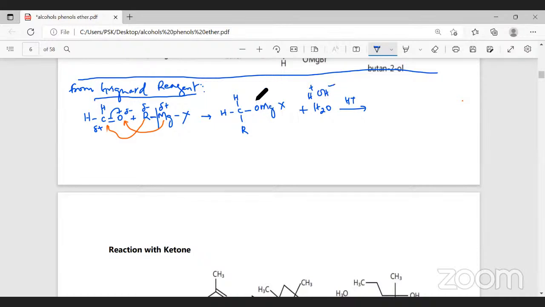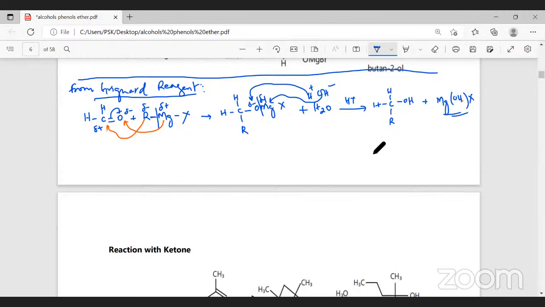So again, magnesium is a metal. Therefore, magnesium will have positive character, oxygen will have negative character. So what happens? This hydrogen will attack oxygen and this OH will attack magnesium. So what we will have? H, CH, R, and OH, plus you will get a byproduct, Mg, OH, and X. Magnesium hydroxy halide, Mg(OH)X.